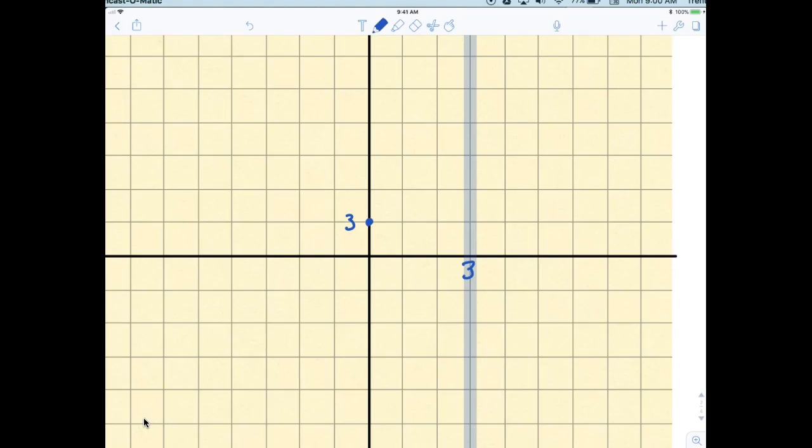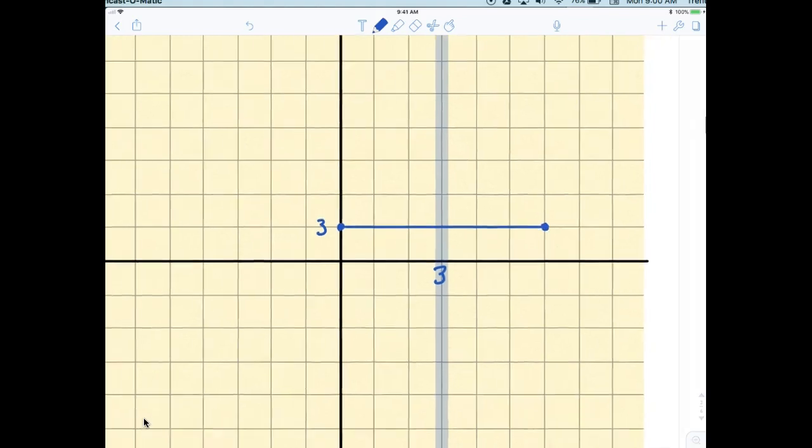So what we're going to do is we're measuring from here to here. How many units is that? 3. So then I have to go 3 more on this side. There I am, right there. All right, so somebody tell me the coordinates of that third point.